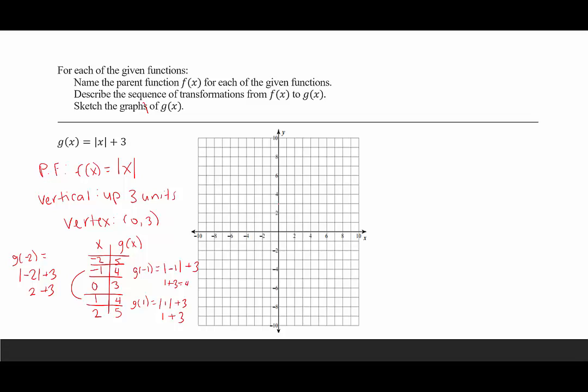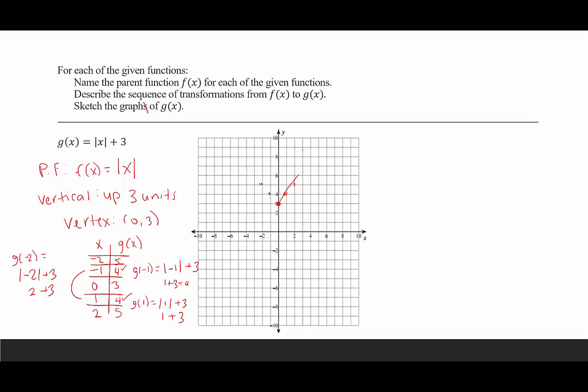We're going to start at (0, 3), our vertex. And because there are no non-rigid transformations, no stretch and no shrink, we also know that to find other points, we would go over 1 and up 1, to the left 1, up 1. Over 1, up 1, to the left 1, up 1. And you can see these are the points (1, 4), which we have right here, (-1, 4) we have right here. This is (2, 5), and (-2, 5).